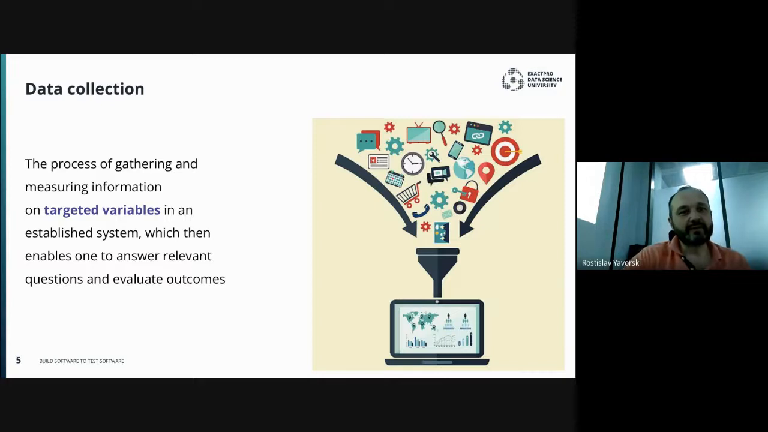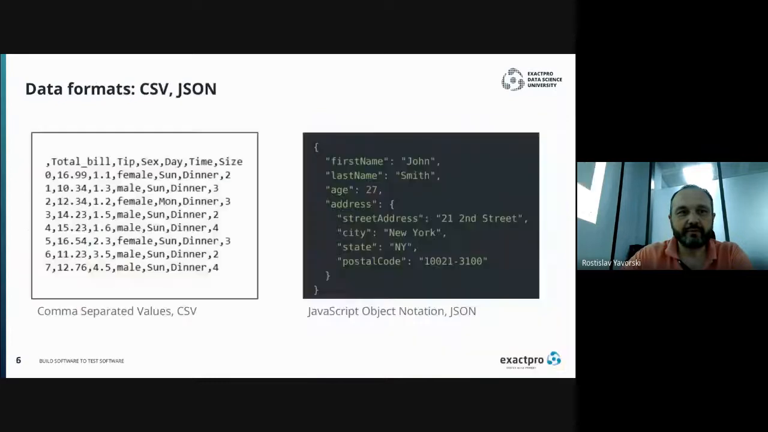Okay, so let's start from data collection. Again, this usually comes with experience, but the most important part here is to realize which variables are really important. So think in terms of characteristics or parameters of your system, which you really believe have a lot of information about your system. Basically, data collection is about measuring information on targeted variables. These variables will then enable us to answer relevant questions and evaluate outcomes. So this is more or less the simple part.